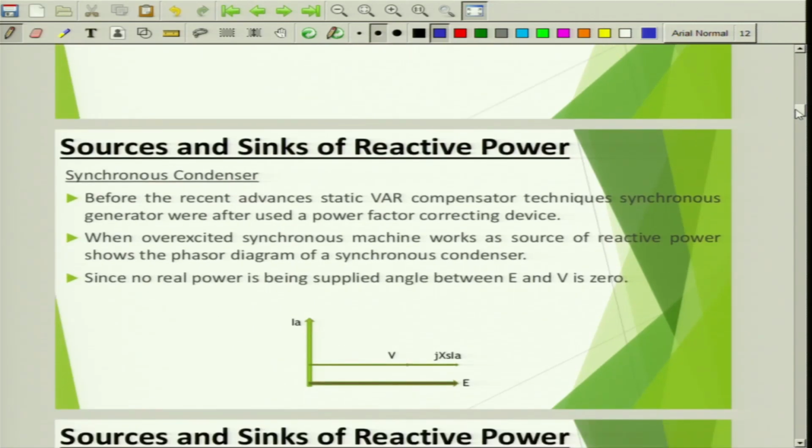And there is another device which is known as the synchronous condenser. This is nothing but a synchronous motor. Let's discuss this a little bit. Before the recent advances in static power compensator techniques, synchronous machines were often used as power factor correcting devices. They were often adopted by industries because they have to pay a high penalty if they do not manage their own reactive power.